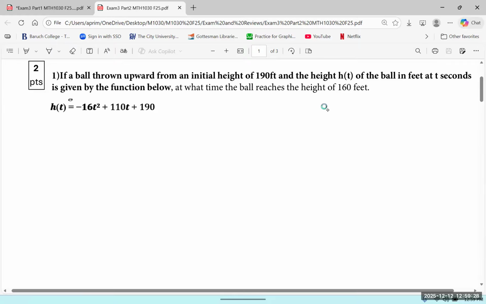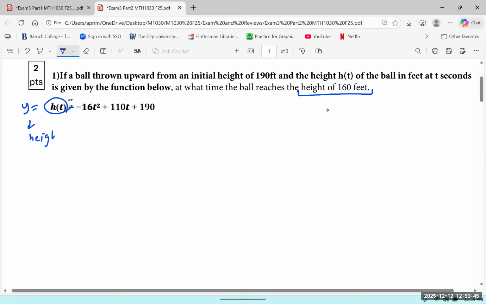So it says you're throwing a ball upward from some height, and then it wants you to know when the ball will reach this height. So in this equation, this thing is the y, which represents the height of the ball. That's why it's h of t. It's the height of the ball at any time t. So height is -16t squared plus 110t plus 190. Now they are saying when your ball will reach a height of 160 feet.